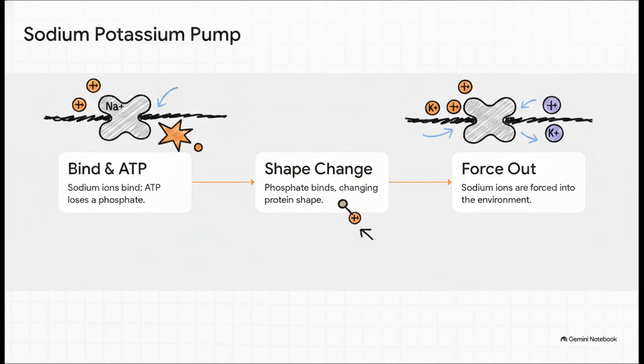This is an active transport mechanism that is absolutely crucial for your nerve responses, and it operates in 3 distinct, energy-driven steps. Step 1. Sodium ions inside the cell bind to the carrier protein, and energy in the form of ATP loses a phosphate group. Step 2. That free phosphate binds to the protein. This acts like a switch, changing the protein's entire shape. Step 3. Because of that new shape, the sodium is actively forced out of the cell.